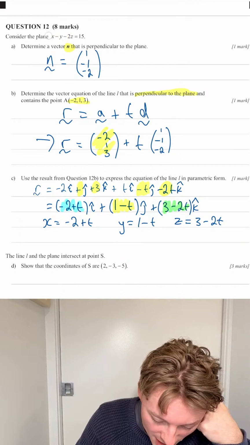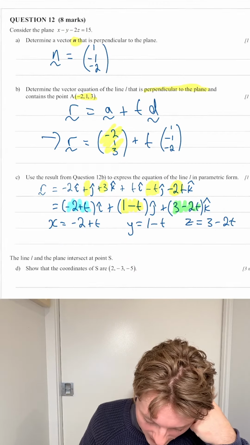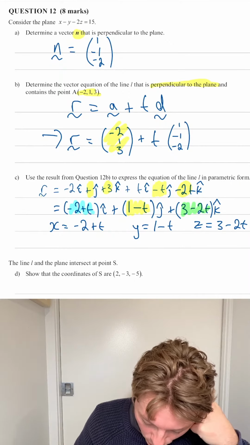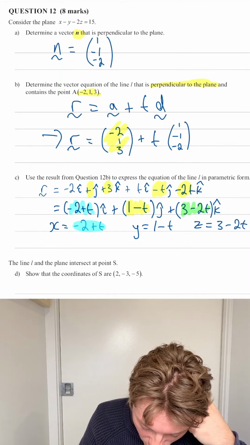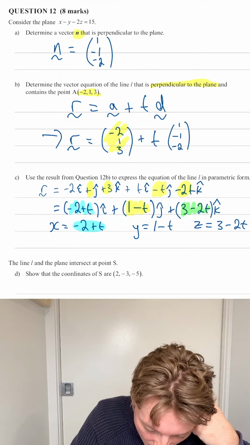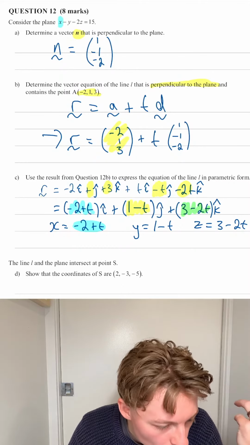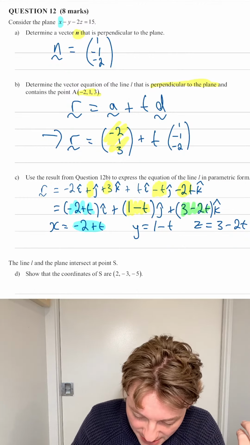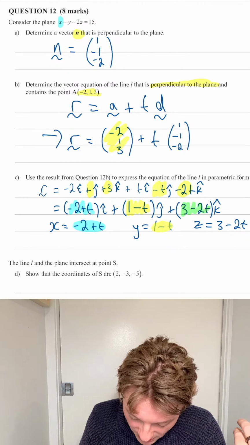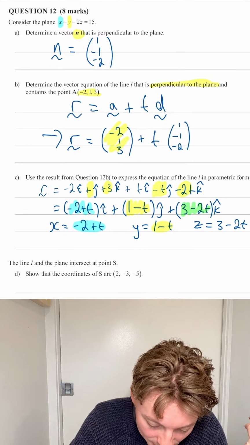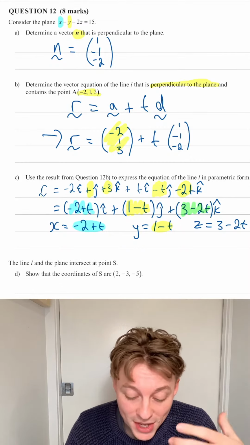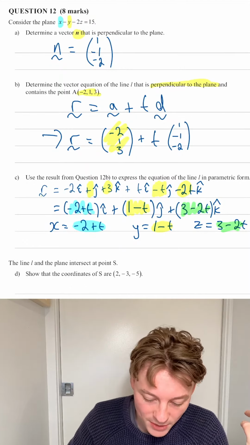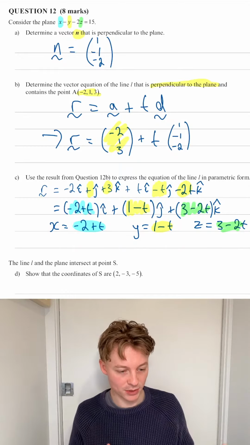I'm going to get rid of some of my highlighters so I can re-highlight and hopefully it'll make sense. I'll use blue for x. I'm going to place this minus 2 plus t, that is my value of x, in place of my x all the way back into my original equation. I'm then going to take my value here of 1 minus t for y and put that in place of y in my original equation. And I'm then going to do the same thing for z. I'm going to take this 3 minus 2t and put that in place of z in my original equation.